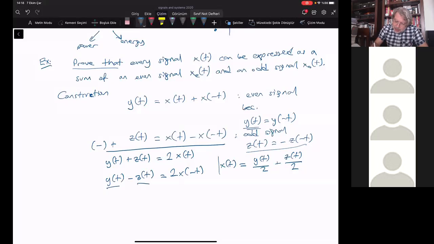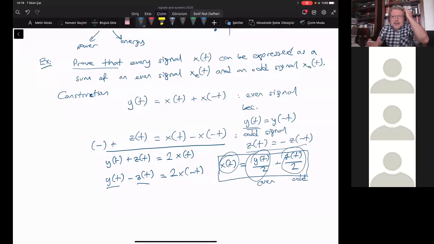But the real solution has already been found. It is here. What was the original argument? It was saying to prove that every signal x of t can be expressed as a sum of an even signal and an odd signal. And I have already done it. This is an arbitrary signal, x of t. It's neither even nor odd. And it can be expressed as a sum of an even signal. Y of t was an even signal, so y of t over 2 is also an even signal. And z of t was an odd signal. So when I sum them up, I can obtain x of t. So I constructed x of t from its even and odd parts. It's simply saying something very obvious. Every signal can be split into its even and odd components. There are always even and odd components of a signal.